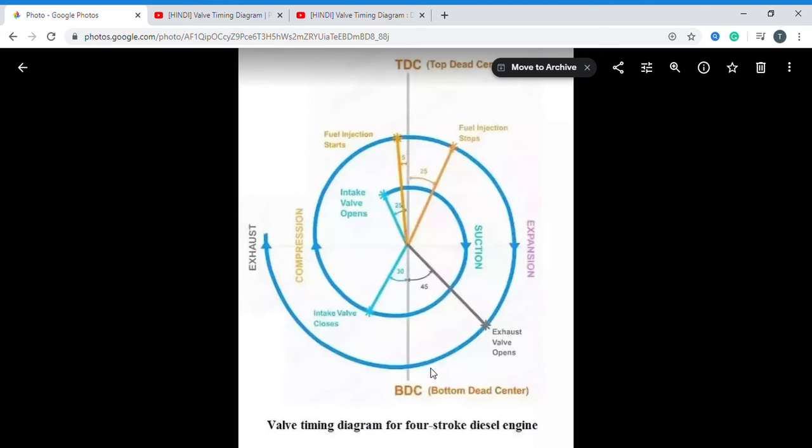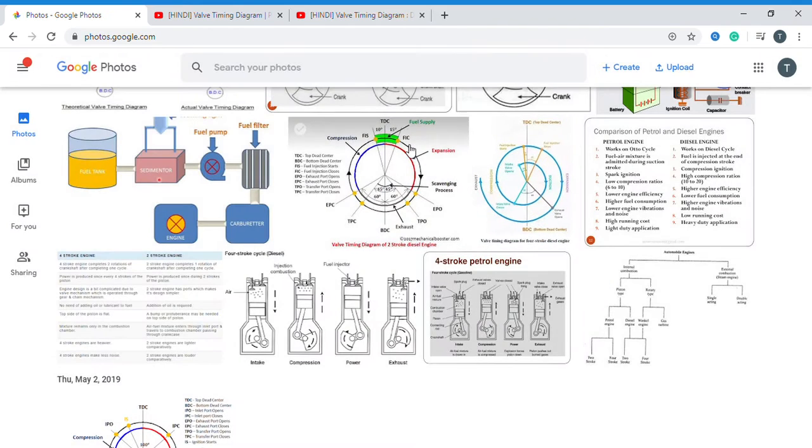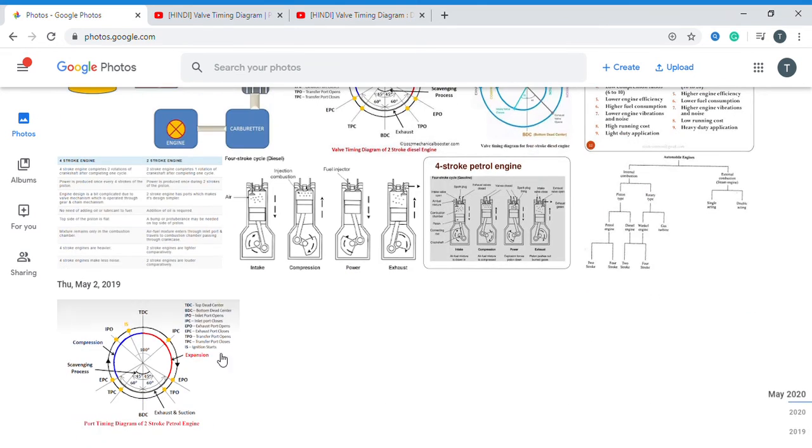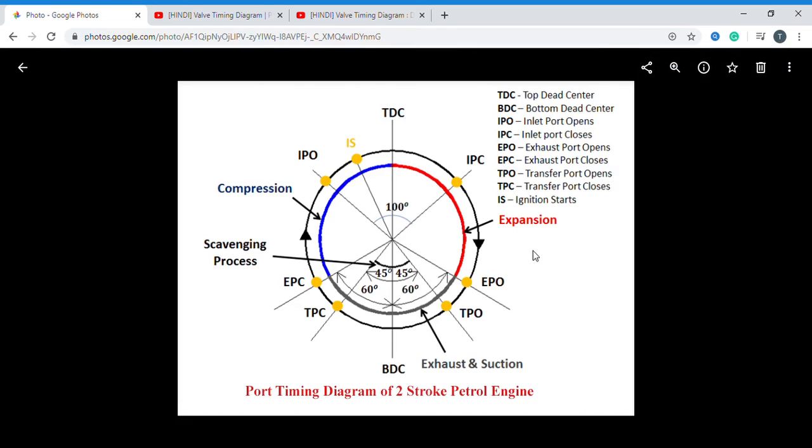and the exhaust valve gets closed here. So this is the complete valve timing diagram for the four-stroke diesel engine. Now same here, we have to discuss the two-stroke petrol engine. So what I have told you, in the two-stroke petrol engine we are not using the valves. Here we are using the ports. Based on the port opening and closing timings and crank angle portion, we have to draw the port timing diagram.